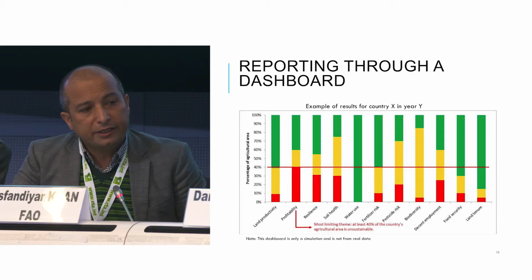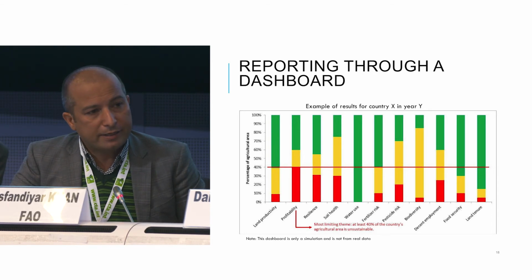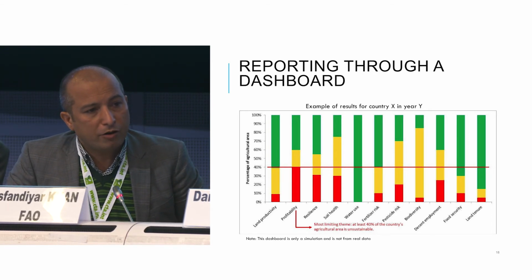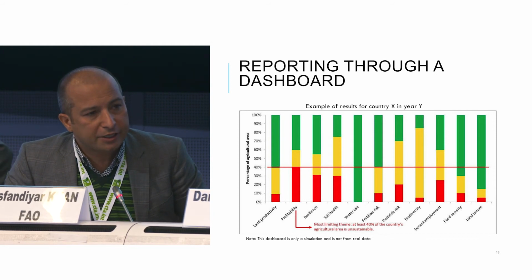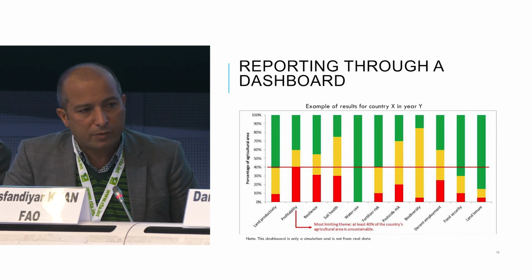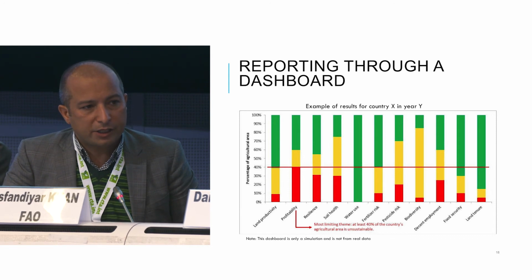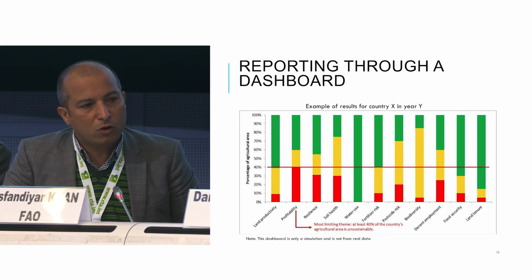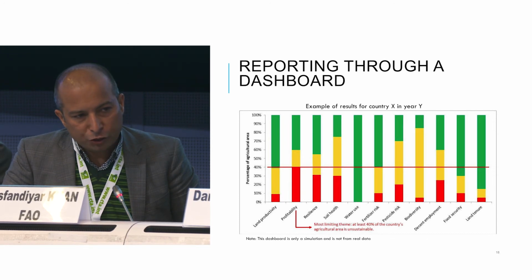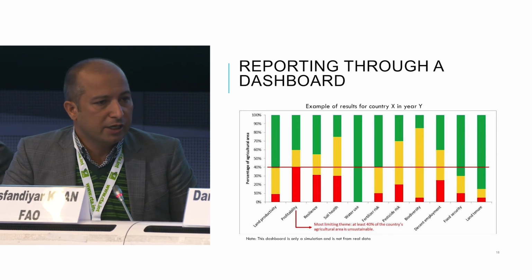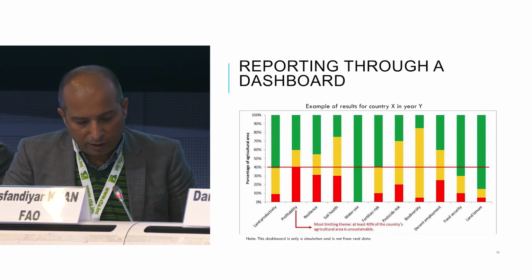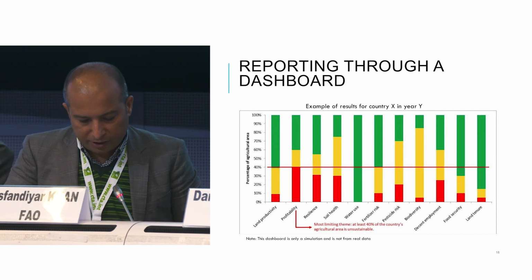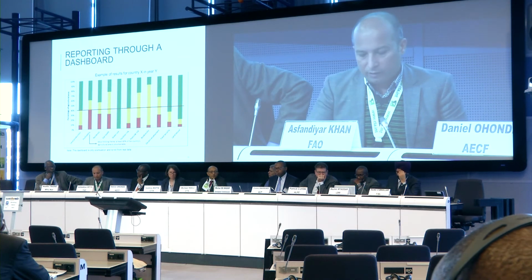This is how the indicator looks like. This is a made-up example, but on the horizontal axis, we are measuring the themes or the sub-indicators. On the vertical axis, we are measuring the percentage of agriculture area, and the green, yellow, and red shows the area under each indicator for a country, sustainable or unsustainable.